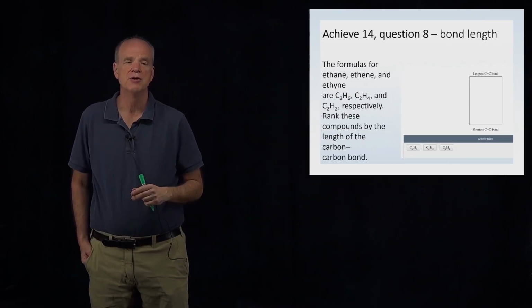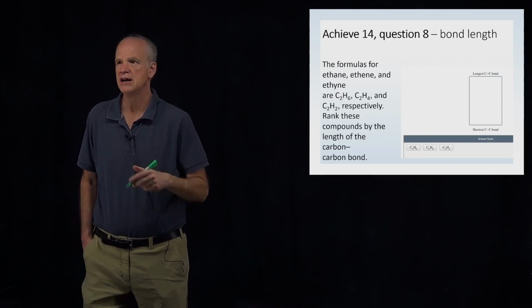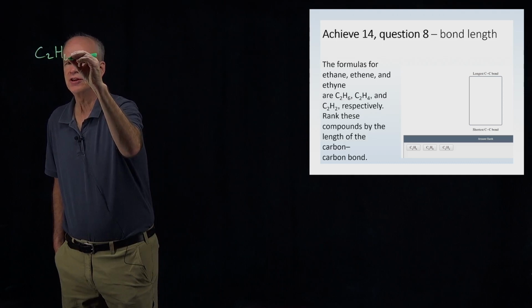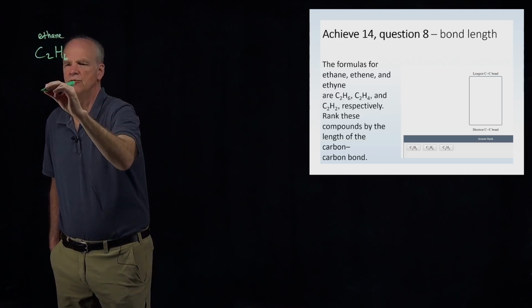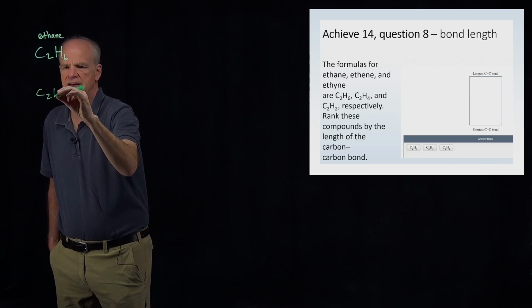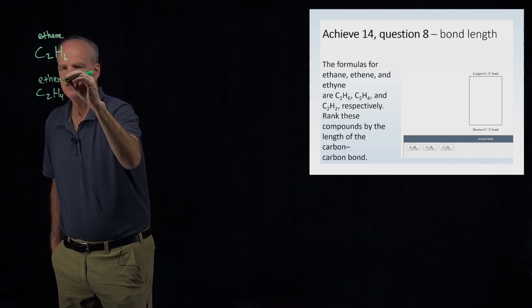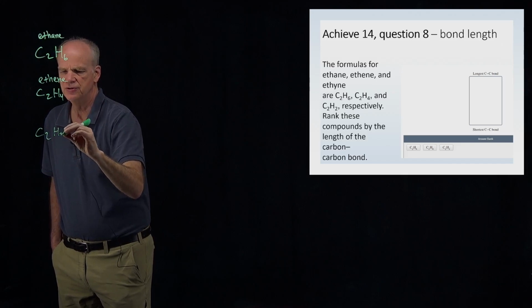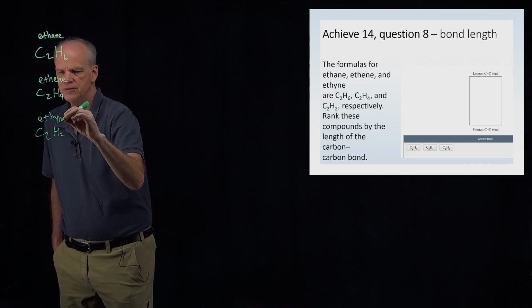Okay, so the first thing I want to do is write out the three molecular formulas that we have. So one is C2H6, and this is a molecule called ethane. And then one is C2H4. This is called ethene. And then this next one is C2H2. This is a molecule called ethyne.